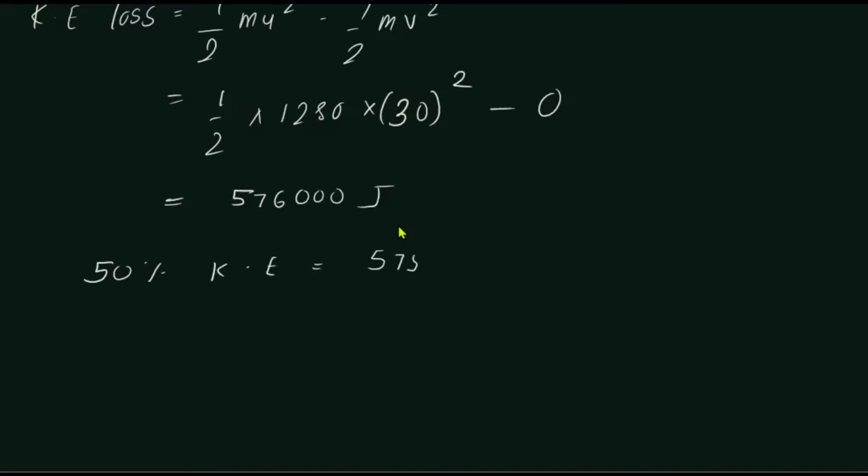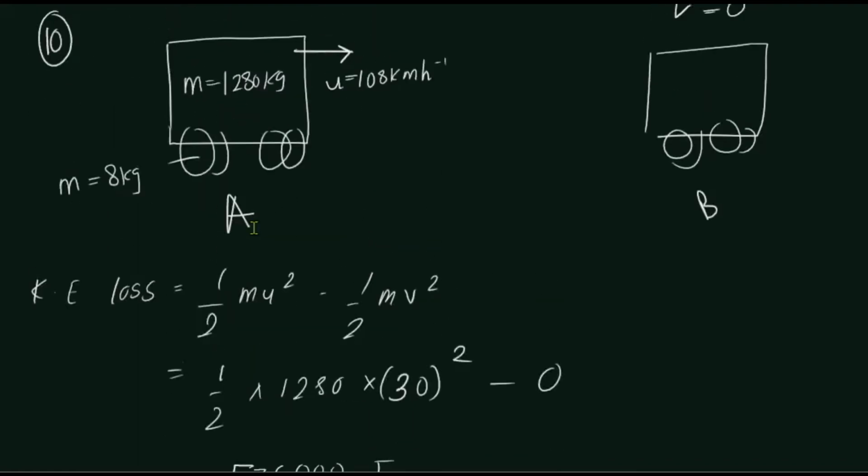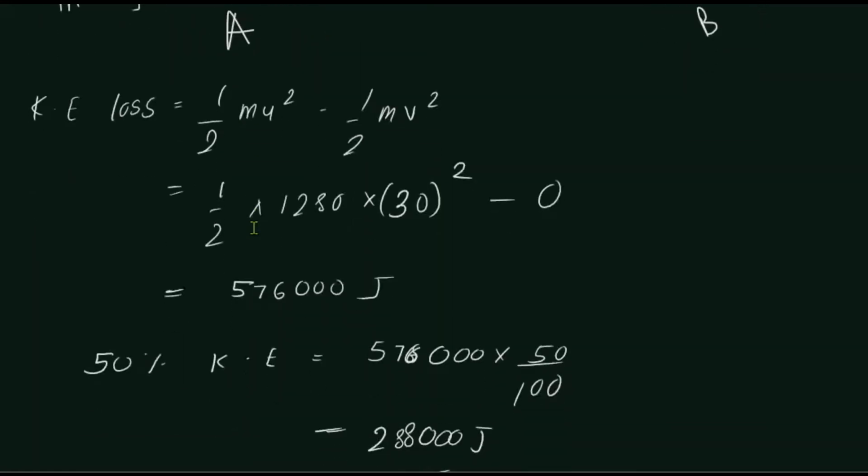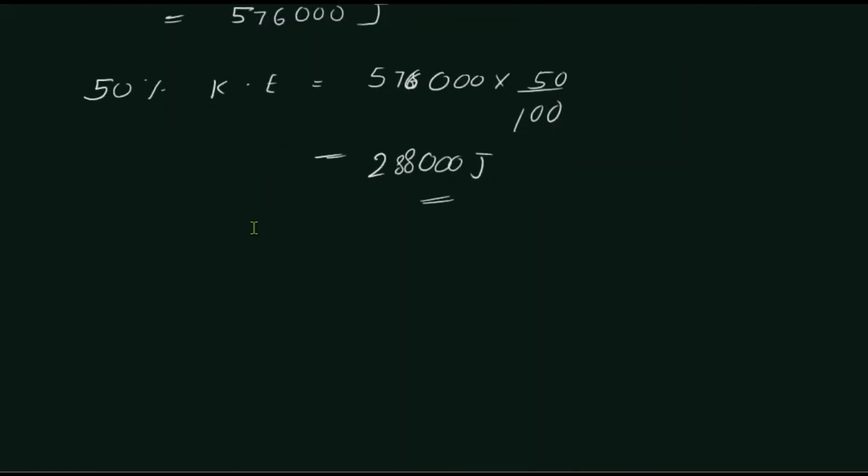They're saying 50% of this kinetic energy was converted to heat. So let us find the 50%. Actually, 50% of it means exactly this divided by 2, which is going to be 288,000 joules. This was converted into heat.